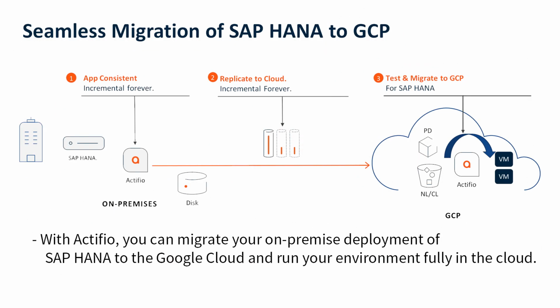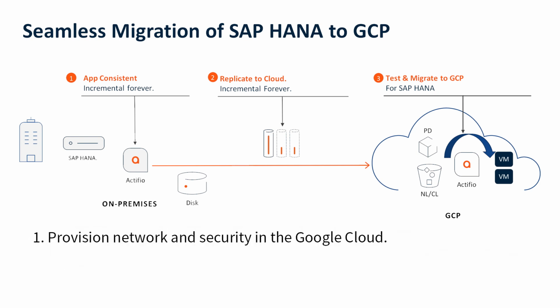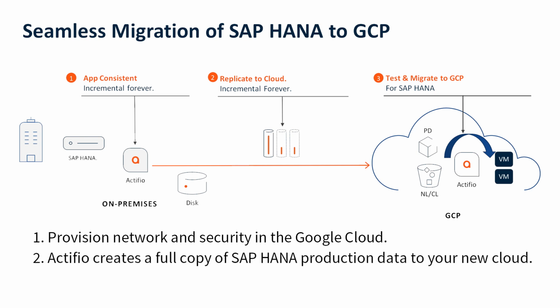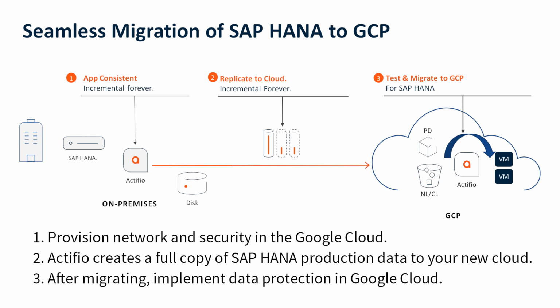You could also migrate your on-premise deployment of SAP HANA to the Google Cloud Platform and run your environment fully in the cloud. To start, you first provision network and security in the Google Cloud for your new environment. Once you are ready to begin the migration, Actifio acts as the data mover by non-disruptively creating a full copy of the SAP HANA production data to your new cloud environment.